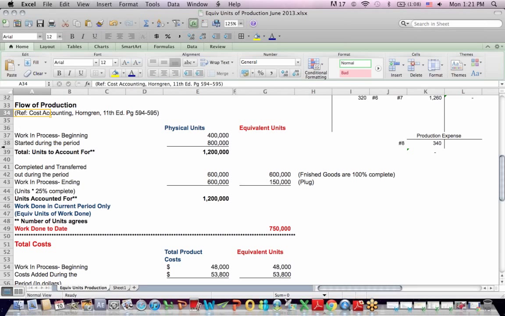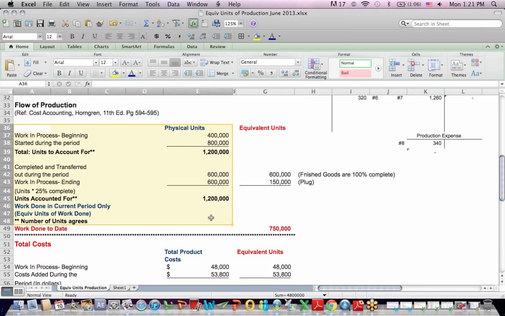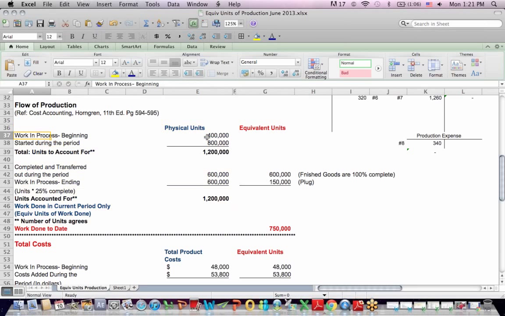So the first thing you do is you account for the ins and outs of the physical units. Where did the physical units of product go? So let's say you're making blue jeans. Well, when you open the factory doors at the beginning of the month, you have a certain amount of work in process, partially completed units, blue jeans. During the period, you start 800,000 pairs of blue jeans. So between work in process when you open the doors and the units that you start during the month, you have to account for, in black, 1.2 million units of product.